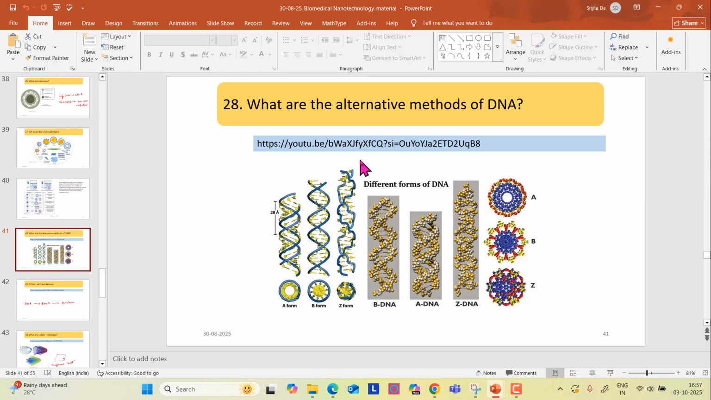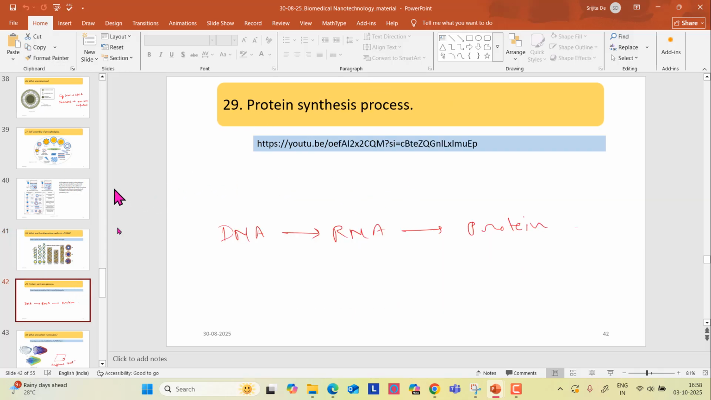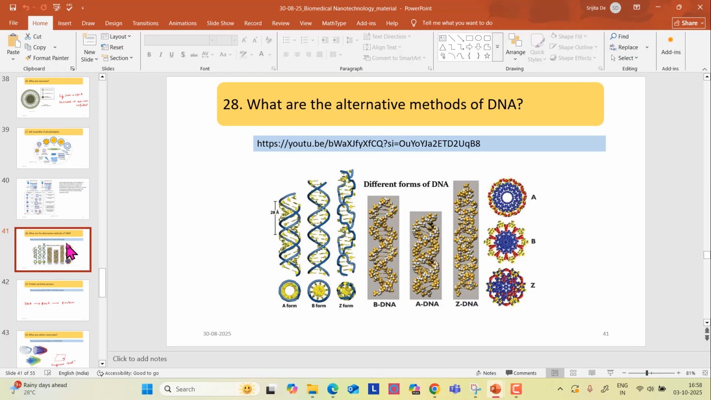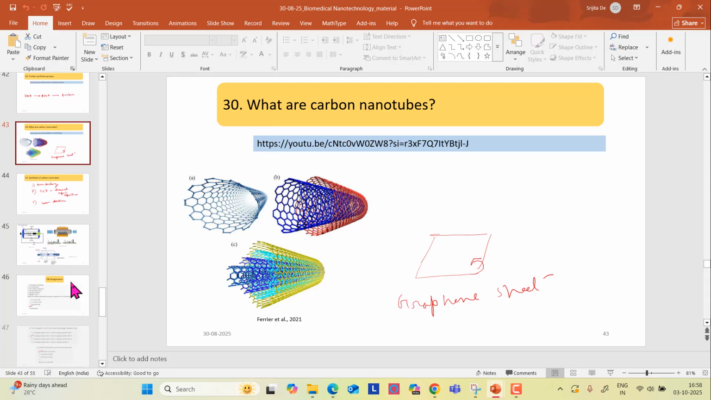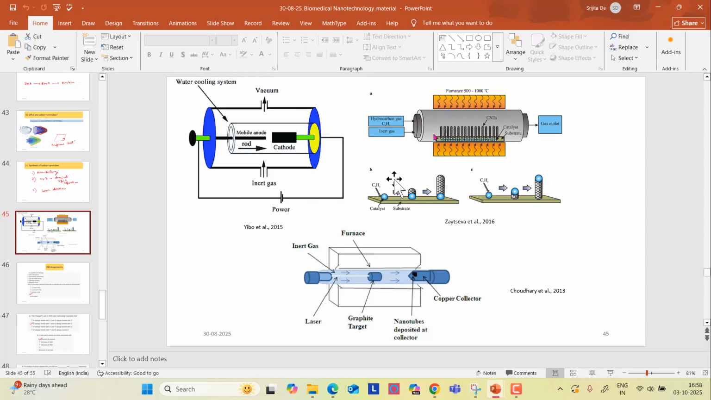Also, this DNA, there are different types of DNA, B DNA, Z DNA, how they are formed. All these things were discussed in the respective classes in the previous weeks. You can go through the lectures from YouTube. Also, the study material is already shared with you. I hope you have found it. And there are important YouTube links given there to refer to. These are the carbon sheet, the graphene sheet. And this is how carbon nanotubes are formed.